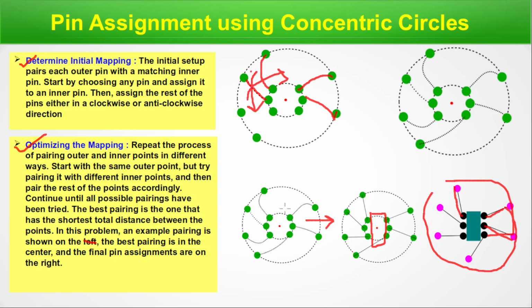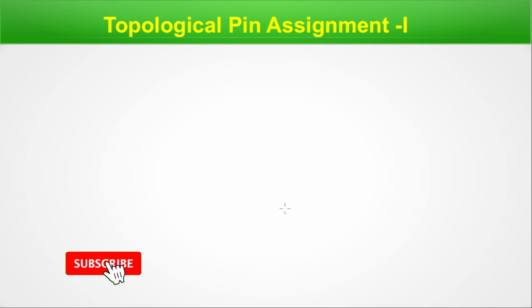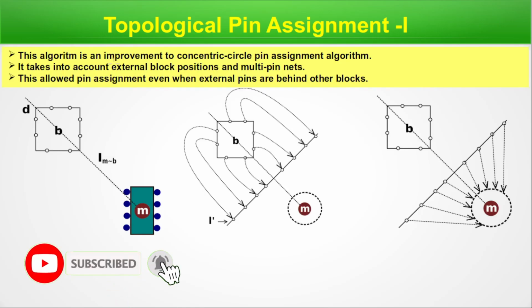Now we will see the next method. Topological pin assignment. This algorithm is an improvement to the concentric circle pin assignment algorithm. It takes into account external block positions and multi-pin nets. This allows pin assignment even when external pins are behind other blocks. So there is some benefit over the previous algorithm.